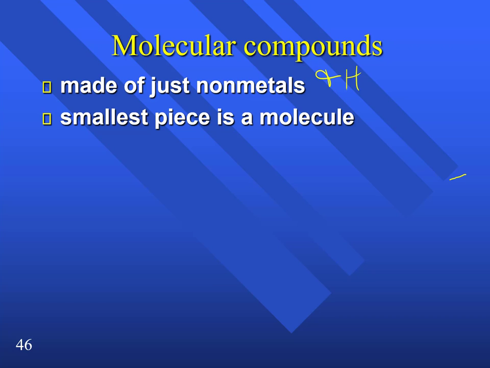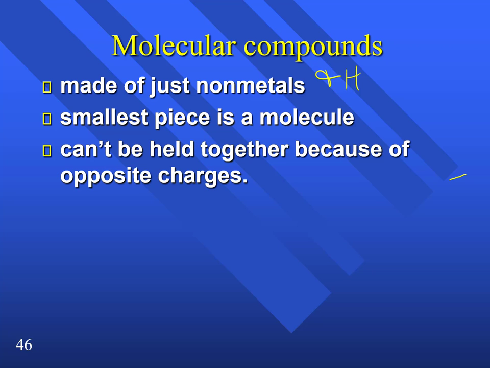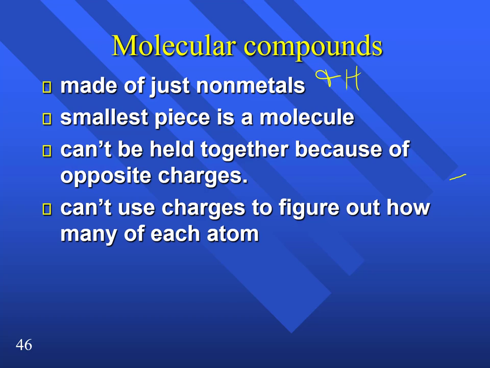Because every time we wanted to figure out how many there was, we used the charges, because the charges have to add up to 0. These don't have opposite charges. These aren't going to add up to 0. They both make negative ions, so nobody's making an ion, because neither one's giving up the electron. So you can't use charges to figure out how many.